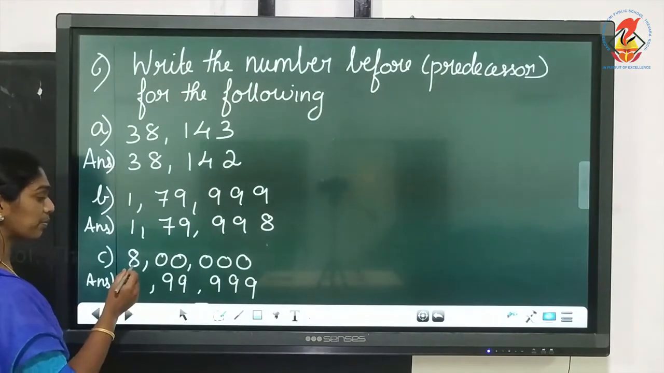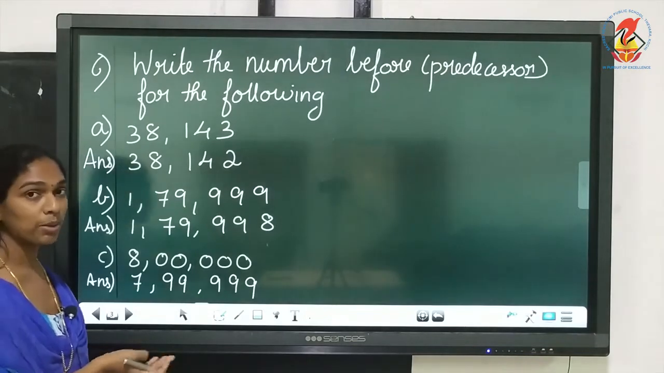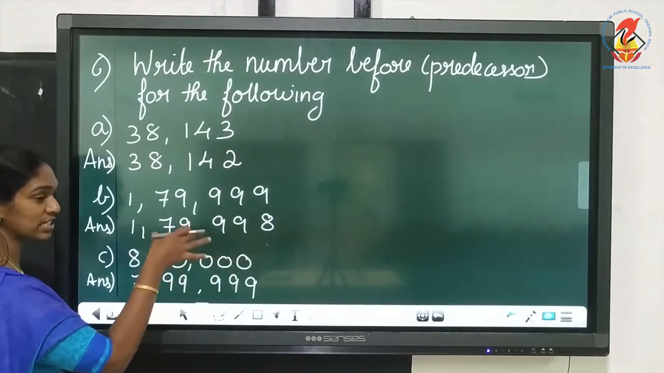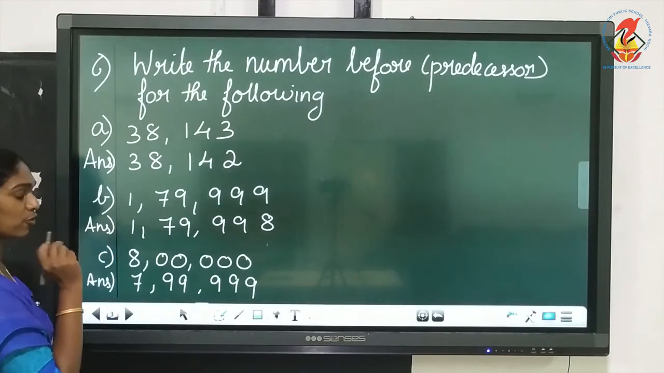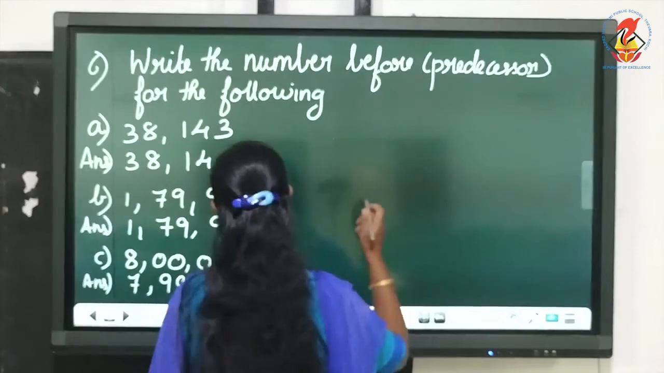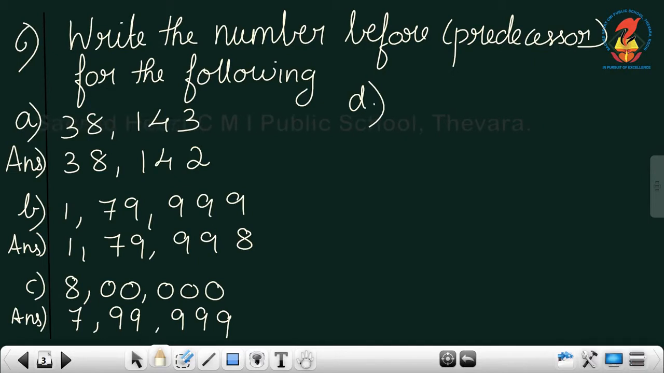So what is the number 1 less than 8? That is 7. You have to write the predecessor of 8. Clear children? If you have zeros at the end of a number, all those zeros will become 9 and the number before 0 will become 1 less. Now, answer these questions, children.